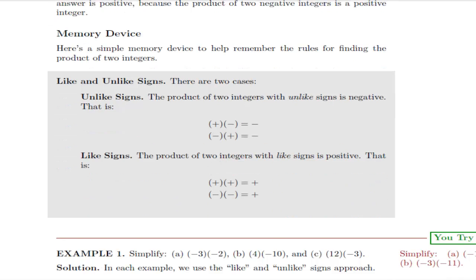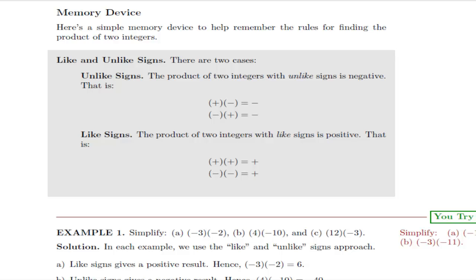Memory device. Here's a simple memory device to help remember the rules for finding the product of two integers. Like and unlike signs. There are two cases. Unlike signs. The product of two integers with unlike signs is negative. That is, a positive times a negative is negative, and a negative times a positive is negative. Like signs. The product of two integers with like signs is positive. That is, a positive times a positive is a positive, and a negative times a negative equals a positive.